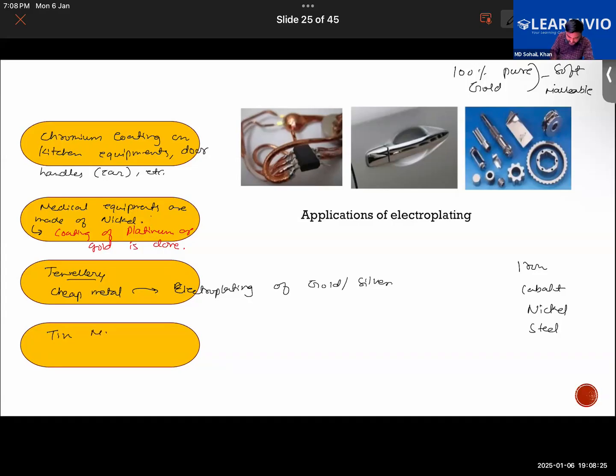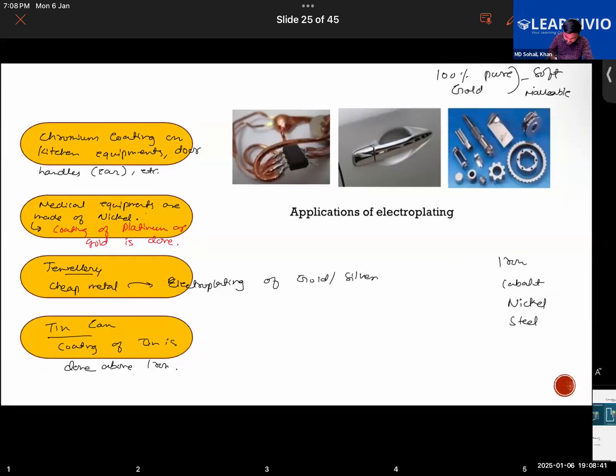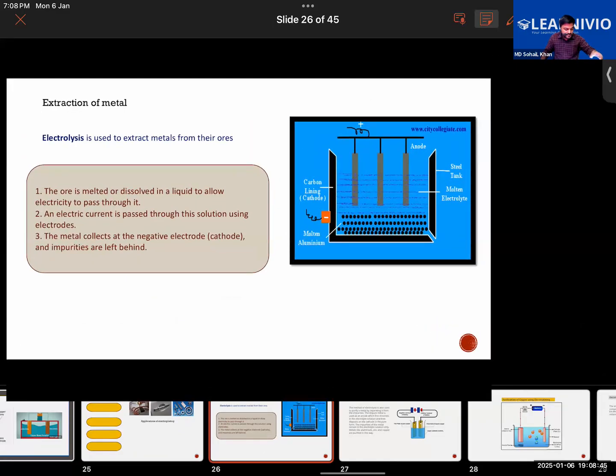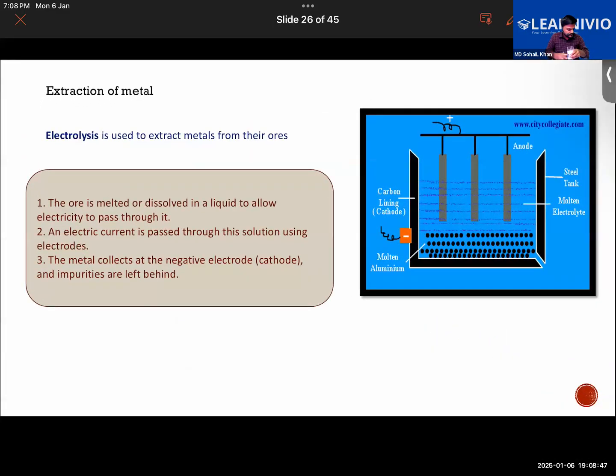So in the making of tin cans, a coating of tin is done above iron. Hope that much should be clear to everyone. Okay. Any questions? Can gold also be found in its raw form, like ore?